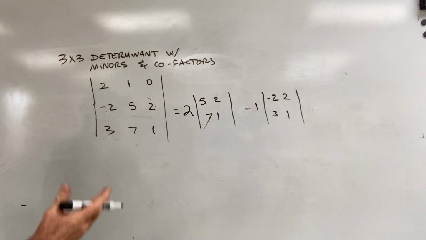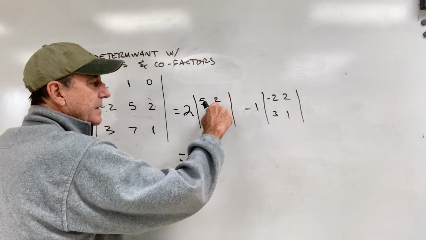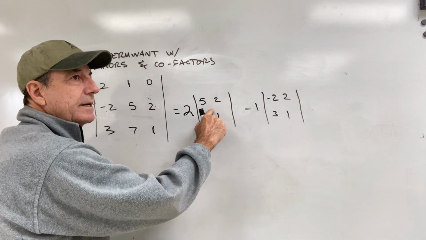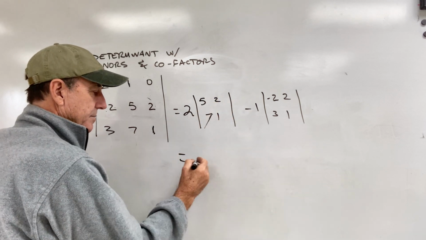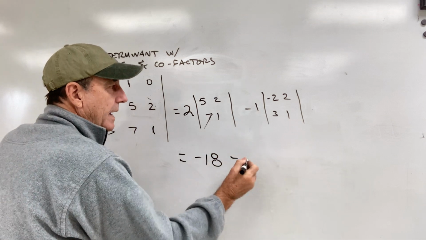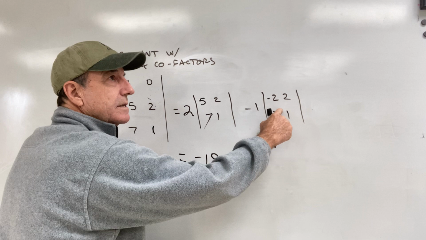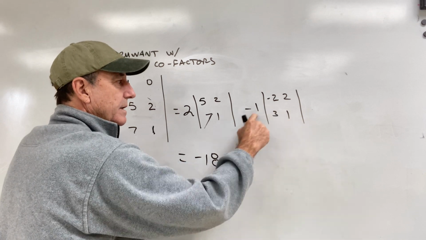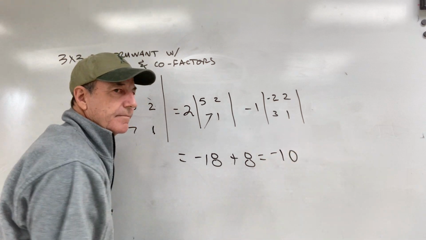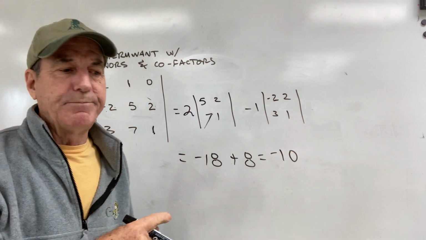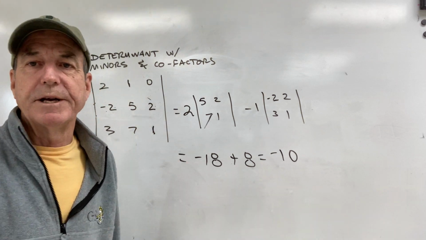Okay, so let's just double check. We know the answer is supposed to be negative 10. This is 5, take away 14. 5 take away 14 is negative 9, times 2 is negative 18. And this is negative 2, take away 6, is negative 8. There's a negative 1, so that's plus 8, and that's negative 10. Okay, I'll give you an application of this in finding cross products in the next little video.